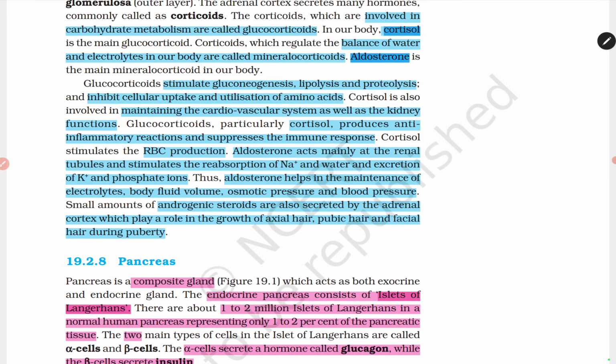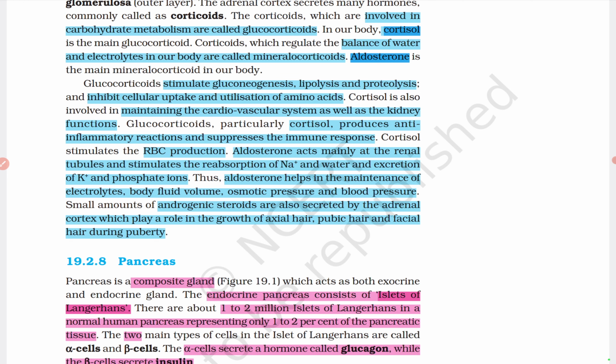Glucocorticoids stimulate gluconeogenesis, lipolysis and proteolysis, and inhibit cellular uptake and utilization of amino acids. Cortisol is also involved in maintaining the cardiovascular system as well as kidney function. Glucocorticoids, particularly cortisol, produce anti-inflammatory reactions and suppress the immune response. Cortisol stimulates RBC production.